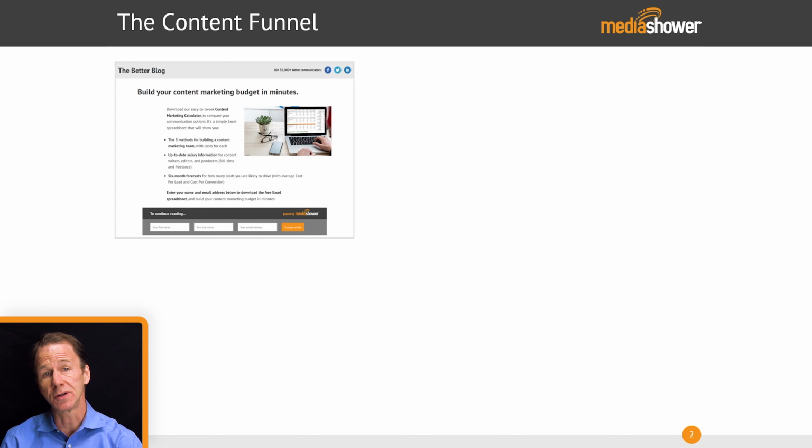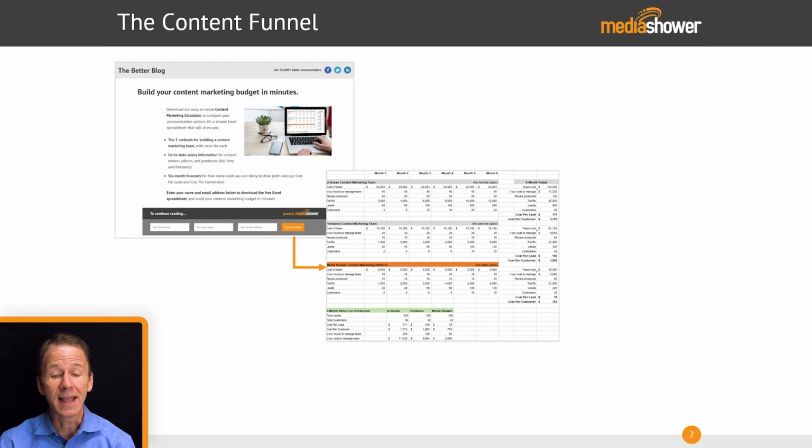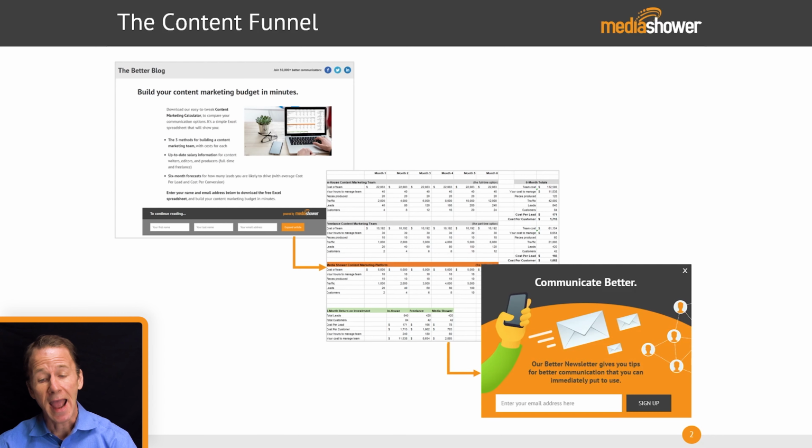On our Media Shower site, this is a blog post that we use to talk about content marketing budgets. And there's this great downloadable form that's baked right into the page. When somebody puts their email address in here, they get this terrific downloadable, which is a content marketing budget spreadsheet. And then we put them on our newsletter list and send them great regular mailings. So let's start with blog posts.